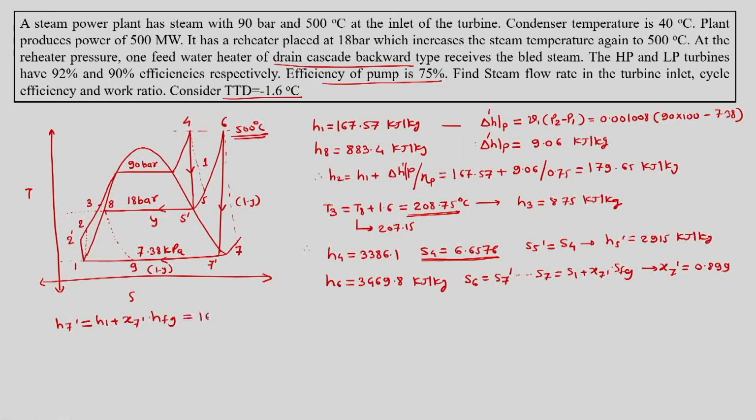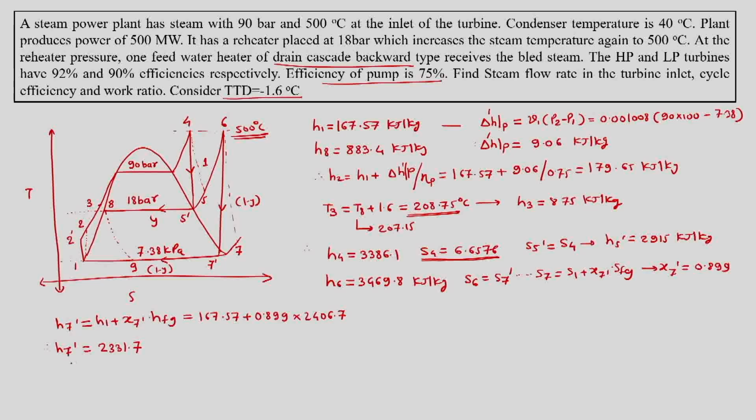So from that we can get H7 dash, which is equal to H1 plus X7 dash into HFG. So it is 167.57 plus 0.899 into 2406.7. So we have H7 dash is equal to 2331.7.